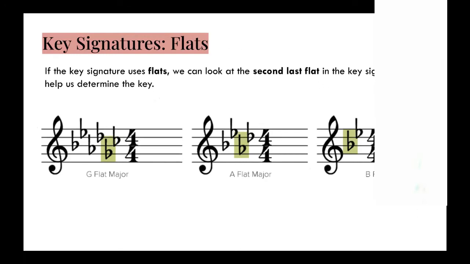Okay, so we're going to go on the key signatures flats. If the key signature uses flats, we can look at the second to last flat in the key signature to help us determine the key. So as you can see here in the examples below, the G flat major, the second to last flat is a G flat. And then for the A flat, the second to last flat is an A flat. And then for B flat, the second to last flat is a B flat. So you want to look from left to right, and then the second to last is the one closest to the right side.